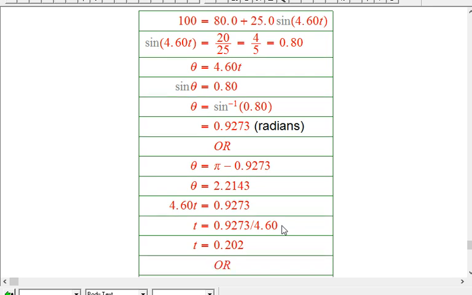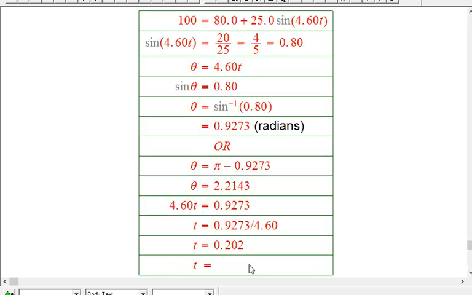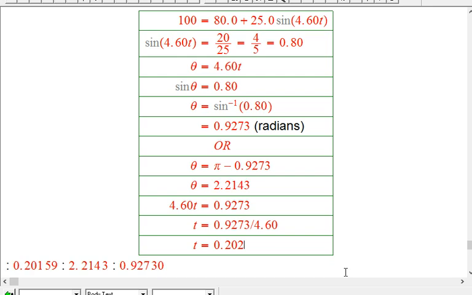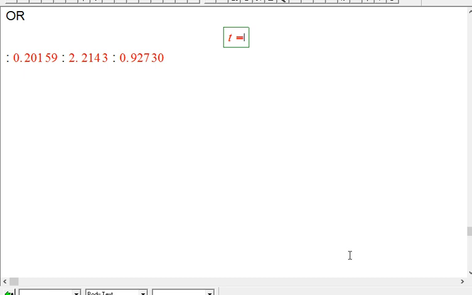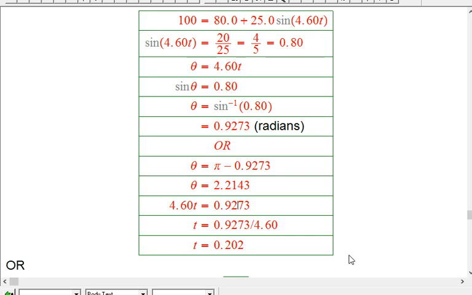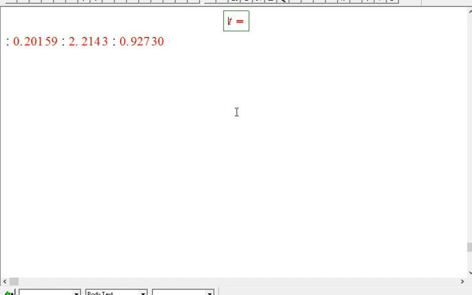Or t equals something. I'm going to make a new display because it's just getting too long. That's what's happening here. Or t equals, so let me actually cut this out of that. So t equals 0.202. Sorry, I know it's bouncing up and down. So let me just write that down.